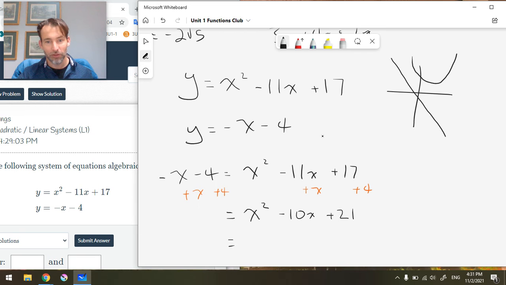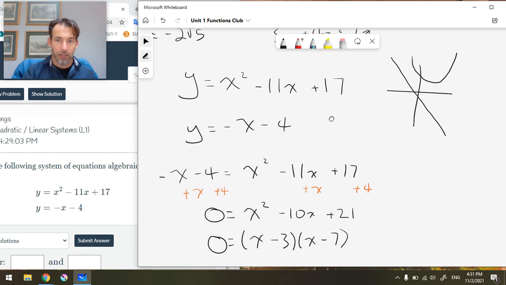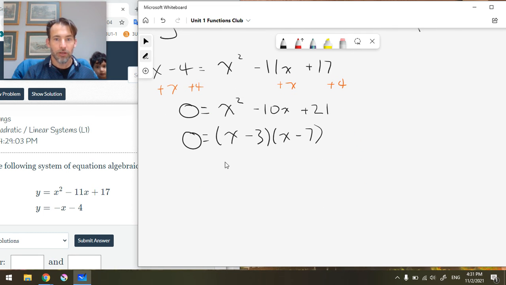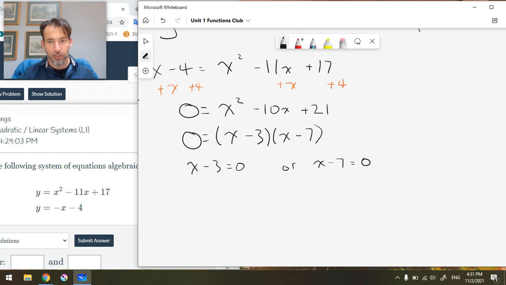So then we factor this as a trinomial: x minus 3 multiplied by x minus 7. What is this all equal to? 0. Why is it equal to 0? Look, we did the inverse operation, so we had zeros over there. Now we solve this. Therefore, you could write x minus 3 equals 0 or x minus 7 equals 0. So then x equals 3 or x equals 7. I got that by adding 3 to both sides.